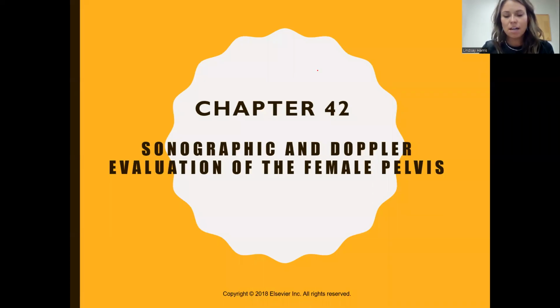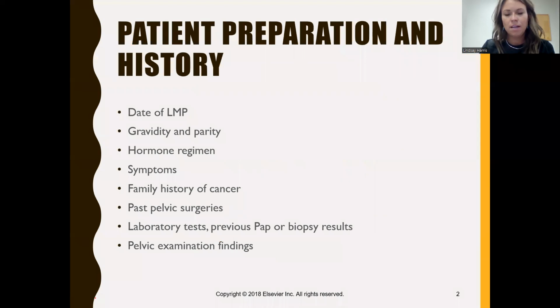Okay, so today we're going to talk about chapter 42, which is sonographic and Doppler evaluation of the female pelvis. When we do a gynecological exam, there's a couple of things that we want to do before we do the exam. First is make sure the patient is prepped for the exam and also take a history.